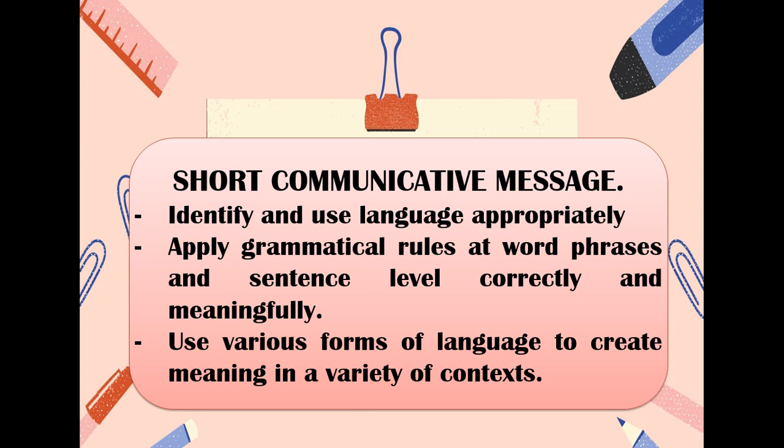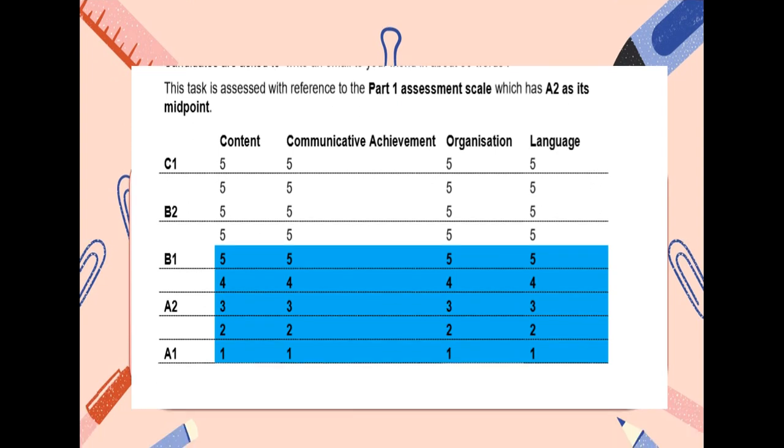But before that, let me share with you your marking scheme. Alright, this task is assessed with reference to the Part 1 assessment scale, which has A2 as its midpoint. As you know, the total mark for Part 1 is 20 marks. It is definitely the easiest part in Paper 2 that you can score quite well.